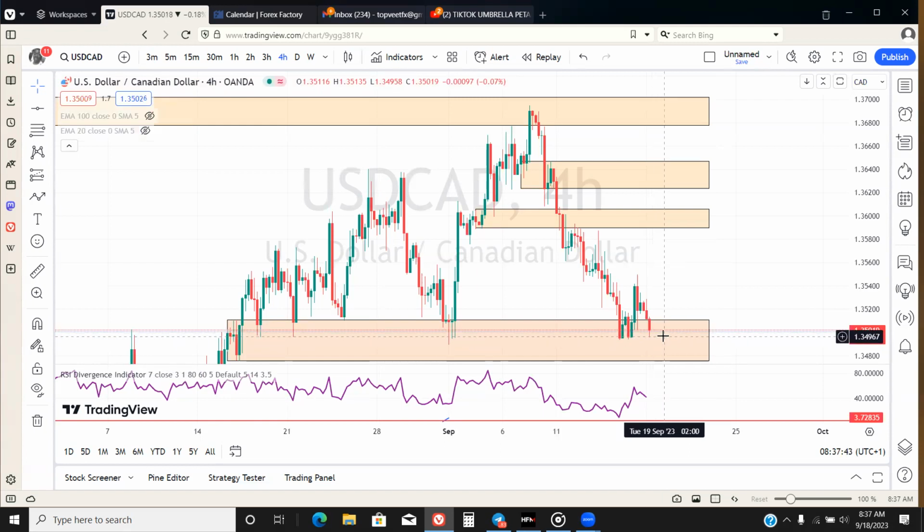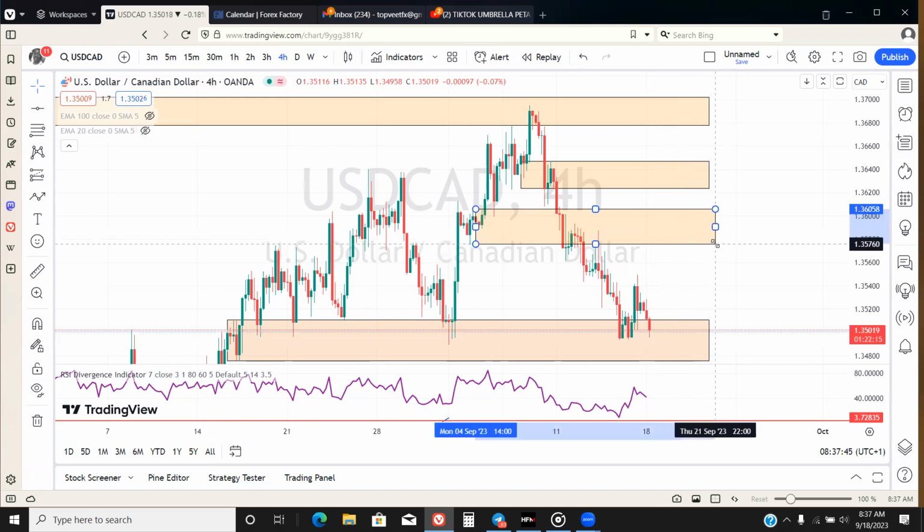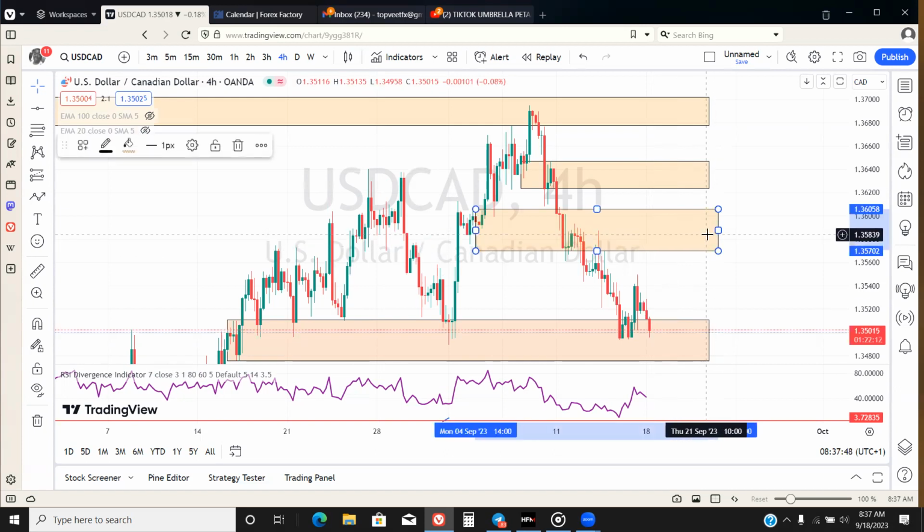If you are buying on USD CAD, where should be your TP? Your TP should be at the price of 1.3600. That is where you should be looking for your TP. But your TP1 should be at 1.3550, then your TP2 should be at 1.3600. So look for a retracement to that level and continue on your sell on USD CAD.